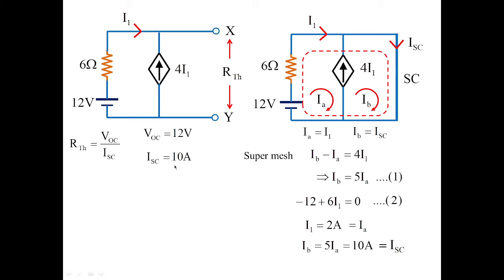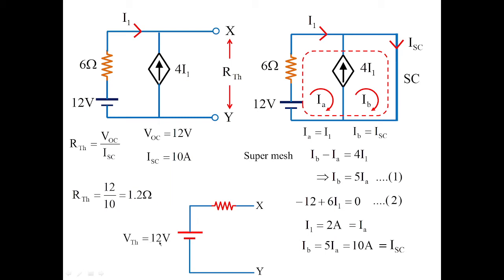Now, once we obtain the short circuit current, we have resistance, which is equal to open circuit voltage divided by short circuit current. So this gives the value of Thevenin's resistance as 1.2 ohms. Once we obtain the value of Thevenin's resistance, we can easily obtain the Thevenin's equivalent circuit or network in this fashion. Now, the Thevenin's voltage is 12 and the resistance is 1.2 ohms. So thereby this is called the Thevenin's equivalent network for the given circuit.